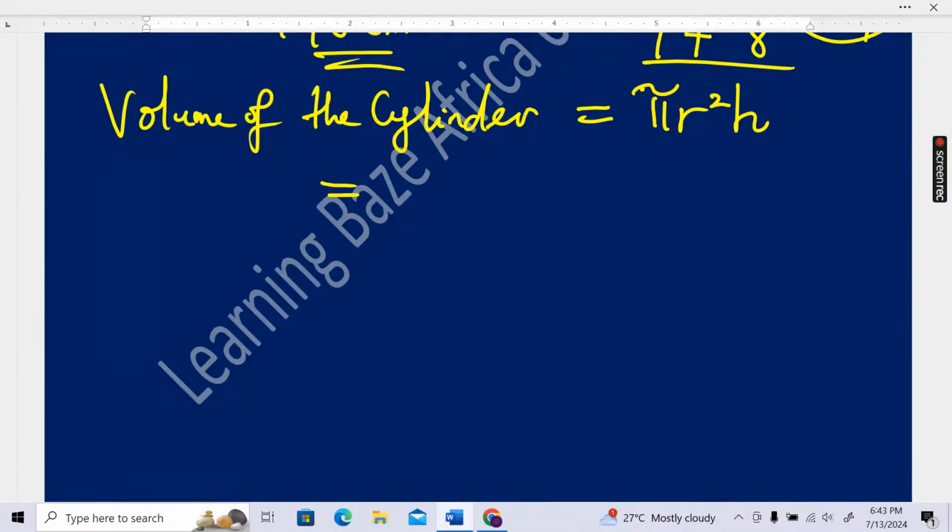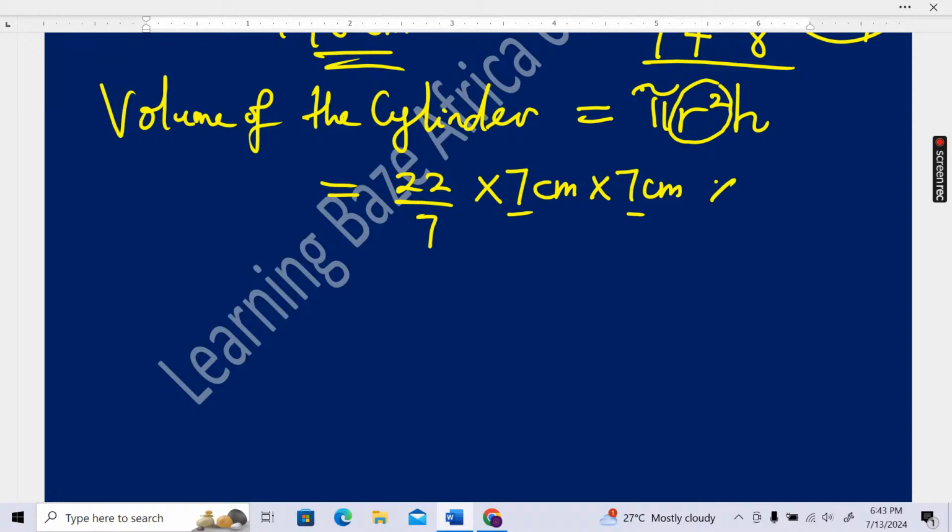So that will be equal to, the pi is 22/7 times the radius given to us in that question is 7 centimeters times 7 centimeters. Why am I doing this? It is because I have in the formula the square of r. And the square of r means r times r. That's why I'm having 7 centimeters times 7 centimeters, all right? Times the height. The height is 10 centimeters.